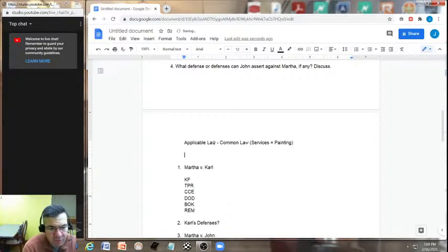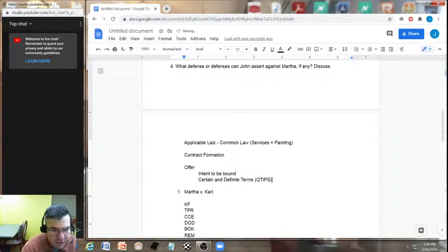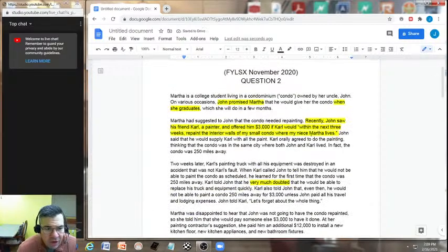Now we come down after applicable law, we're doing contract formation. And under contract formation, we got offer. Remember, under offer, we've got intent to be bound. This is where we have the certain and definite terms. Remember, our acronym for that is Q-tips, which we will talk about here, because when we come up here, we find out that he offered him $3,000. There's your price. Carl and John are the parties.